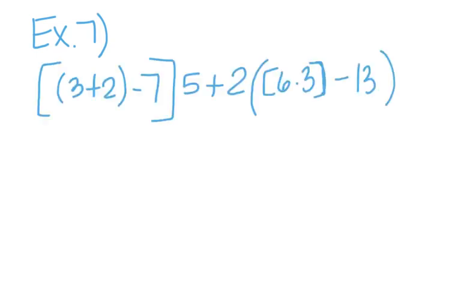For our example, we are going to look at example 7, I believe, in your book. Let me go ahead and write that out, and then we will go from there. Okay, so here is example 7, and the first thing we do with order of operations is parentheses. Always work from the inside out. If you notice, we have 3 plus 2 is 5. So we're going to replace that 3 plus 2 with 5, bring down everything else.